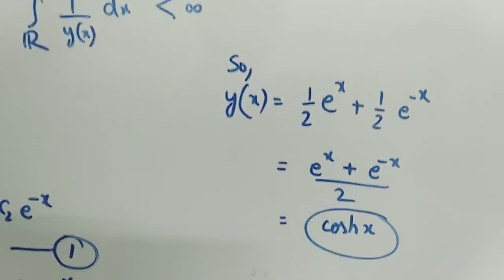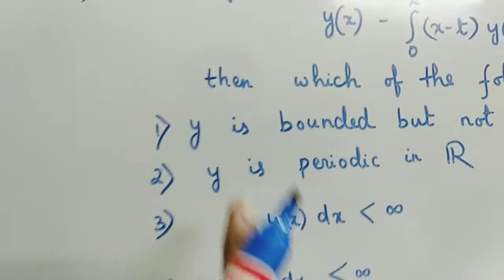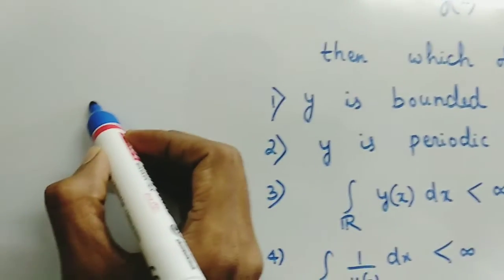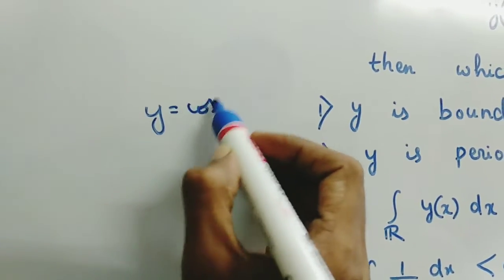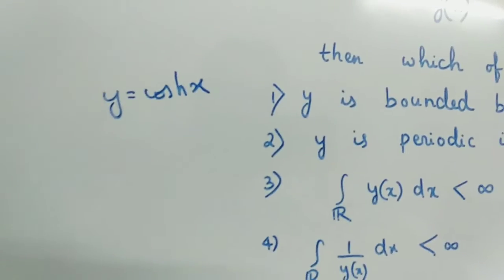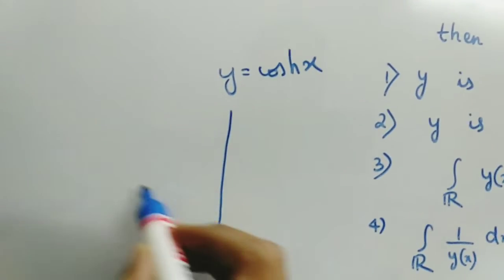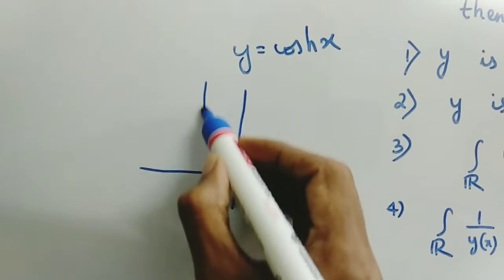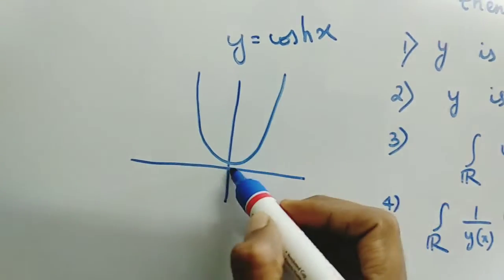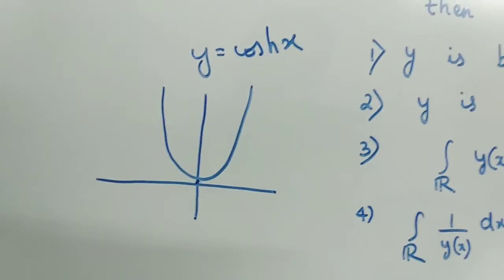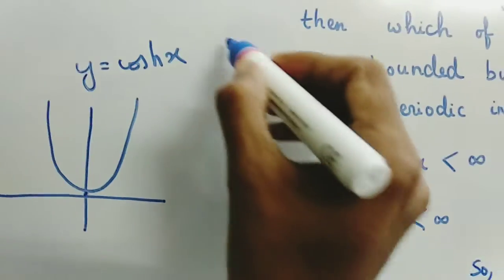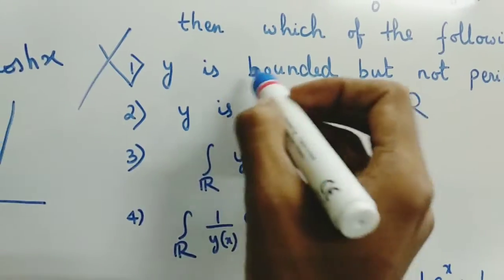Now we'll see the options. What are the options? First is y is bounded. It is told that y is bounded but not periodic in R. So directly we can see the sketch of cos hyperbolic x. Cos hyperbolic x looks something like this. So directly we can see it is unbounded. It is not bounded. So the first option is incorrect.